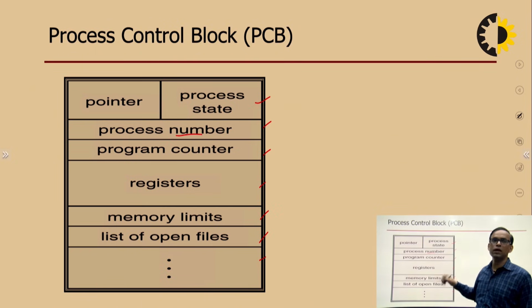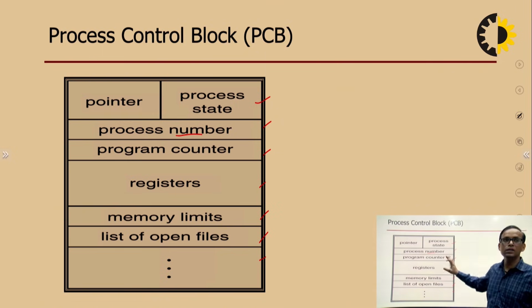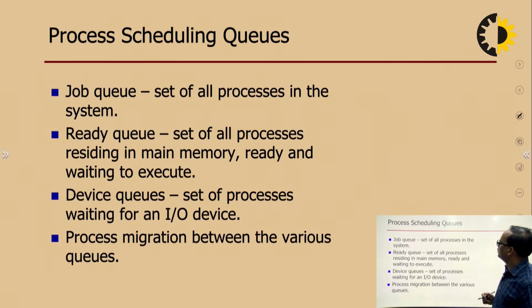Process number means the process ID. Whenever processes are submitted to the system, the operating system recognizes a particular process from its process ID. Every process has a unique process ID. So this is the basic diagram of the process control block in context to a particular process.